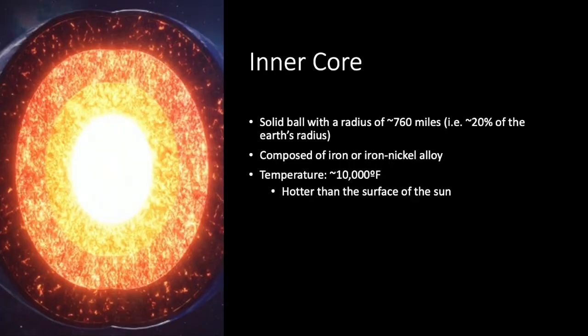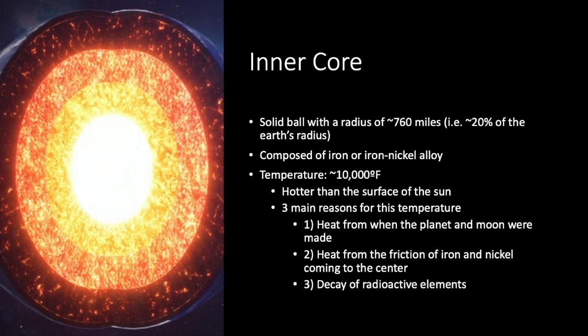So where do we start? Well, let's start right at the center of the Earth. So right at the center, many, many miles below your feet, there's a bright inner core at the center of the Earth. And this is a solid ball with a radius of about 760 miles. And it's composed almost entirely of iron or an iron nickel alloy. And it is hot. I mean, hotter than the surface of the sun. It is really hot, 10,000 degrees Fahrenheit.